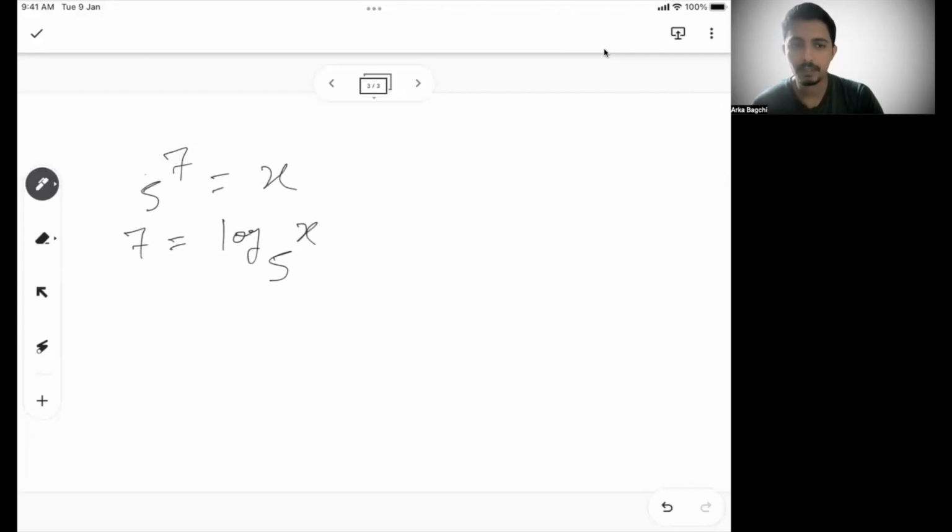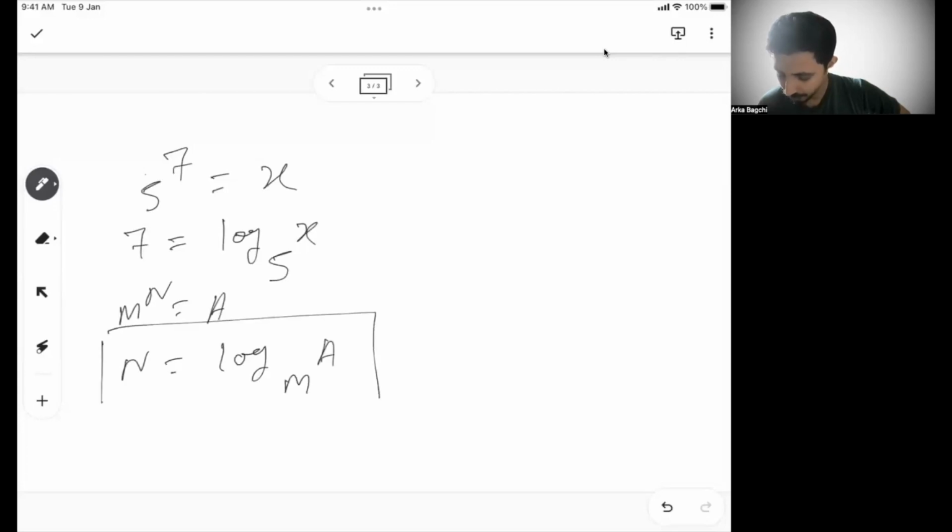Okay. So log of x base 5, right? So what we understand is, if I write, let's say, m to the power n is equal to a, we can write n is equal to log of a base m, right? So this is what it's all about. So log of a base m.